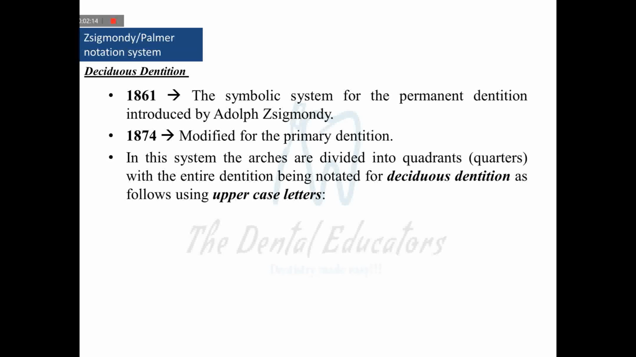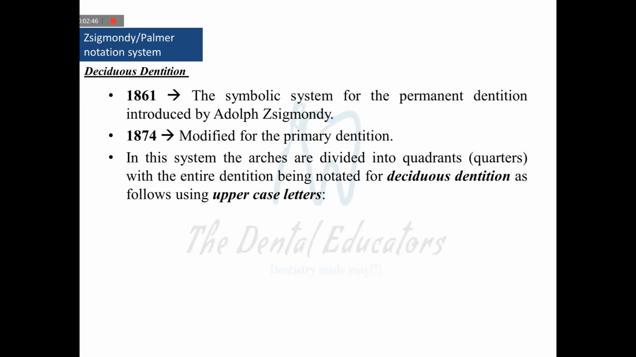So looking at the background of the Zsigmondy or Palmer notation system, we can see that in 1861 Adolf Zsigmondy was the first to report a symbolic system for permanent dentition, whereas later on in 1874 it was modified for the primary dentition. What we do in this kind of system, let's go for the primary dentition first, because these teeth erupt first in the oral cavity.